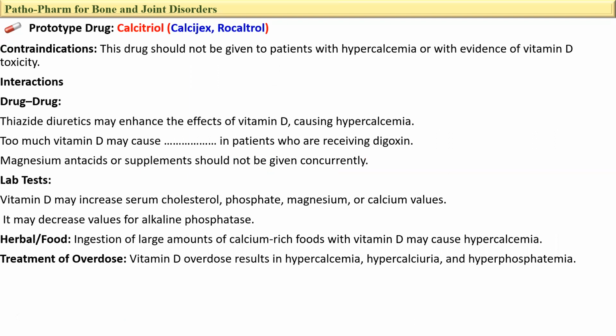So again, vitamin D therapy may cause symptoms of hypercalcemia. The early symptoms of hypercalcemia as a side effect include weakness, confusion, anorexia, nausea, vomiting, and the later signs of hypercalcemia include increased urination, polyuria, dysrhythmias, dehydration, and weight loss.